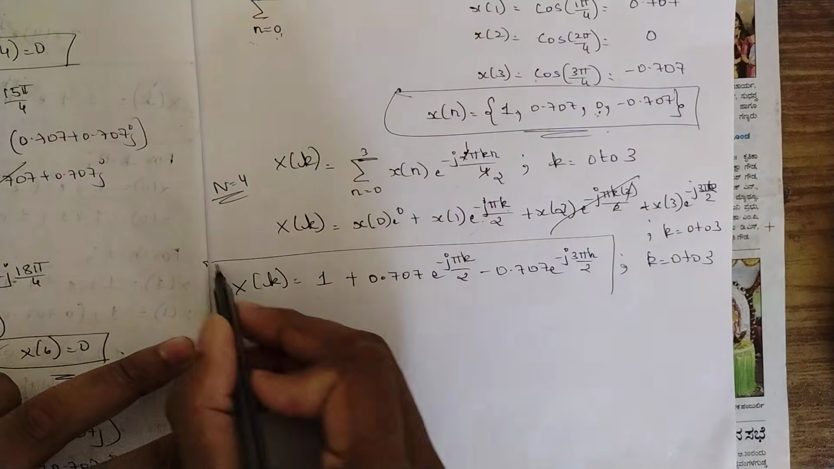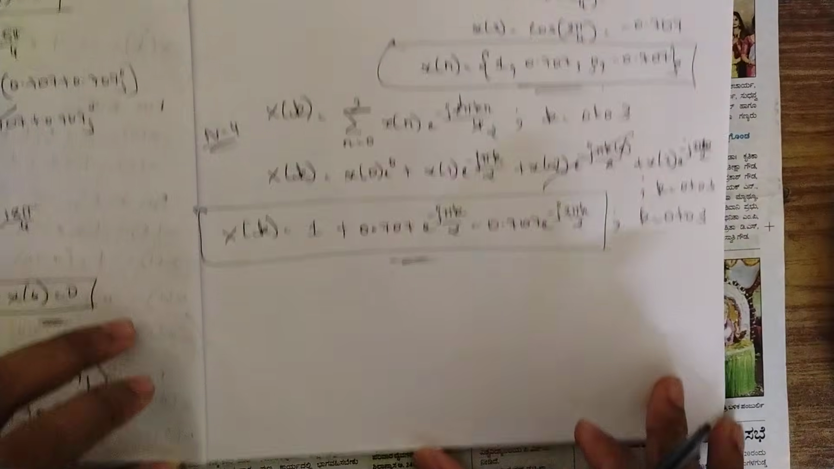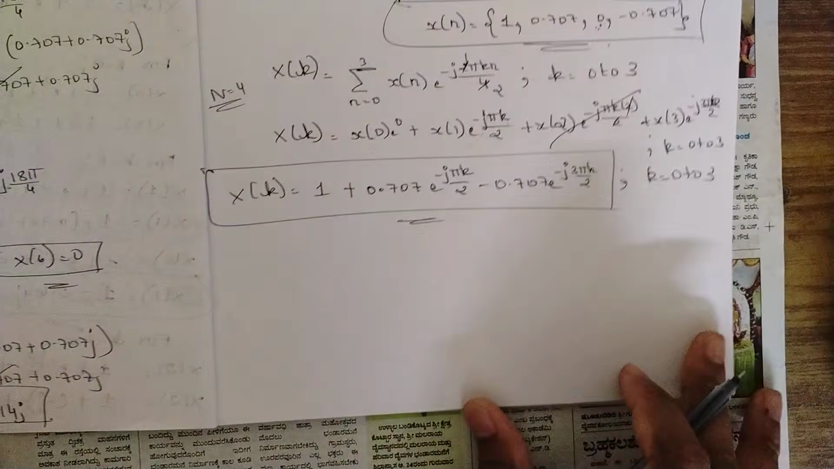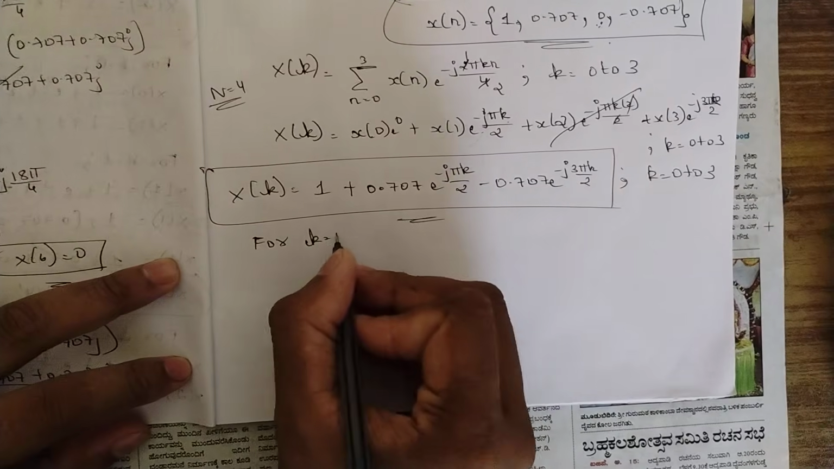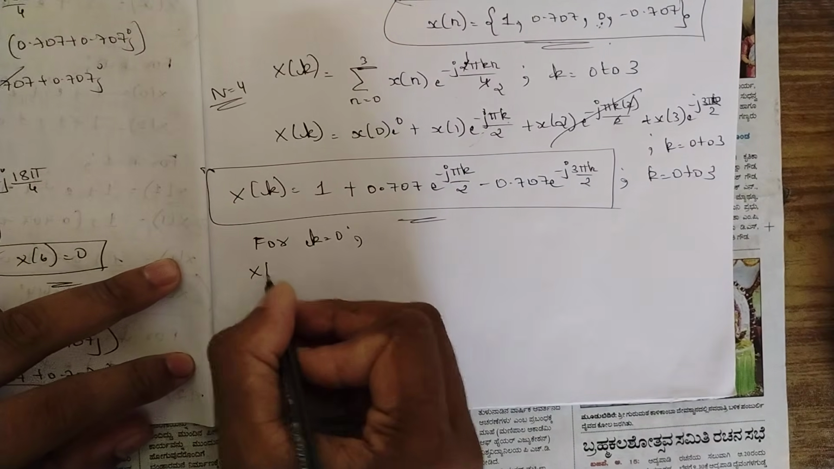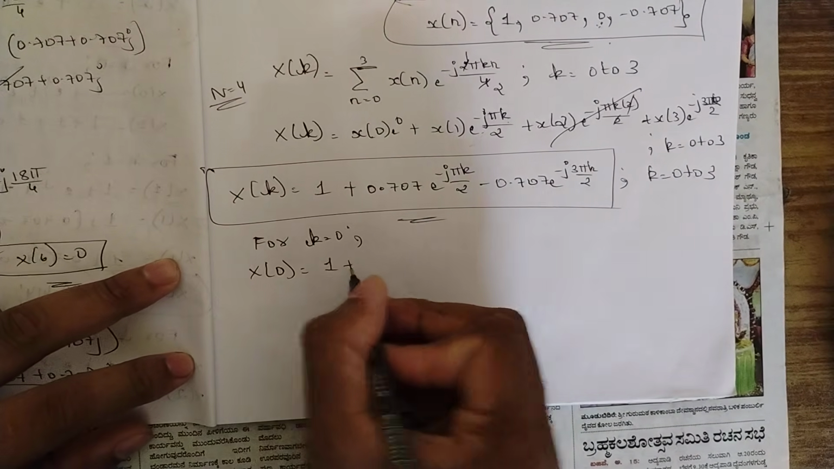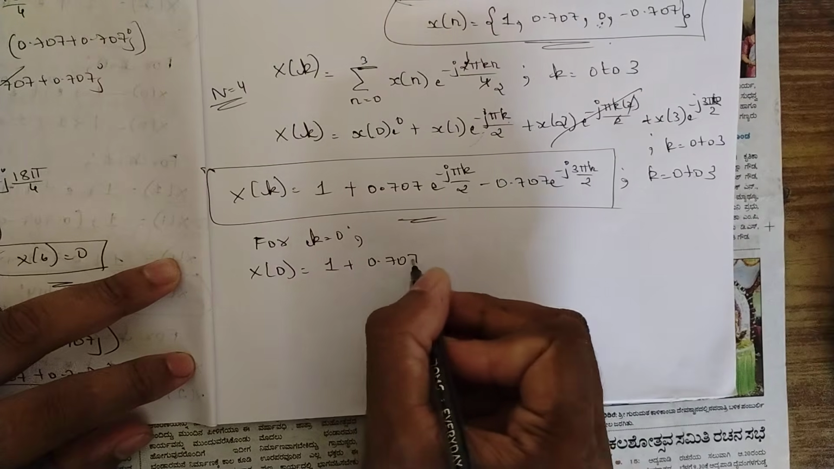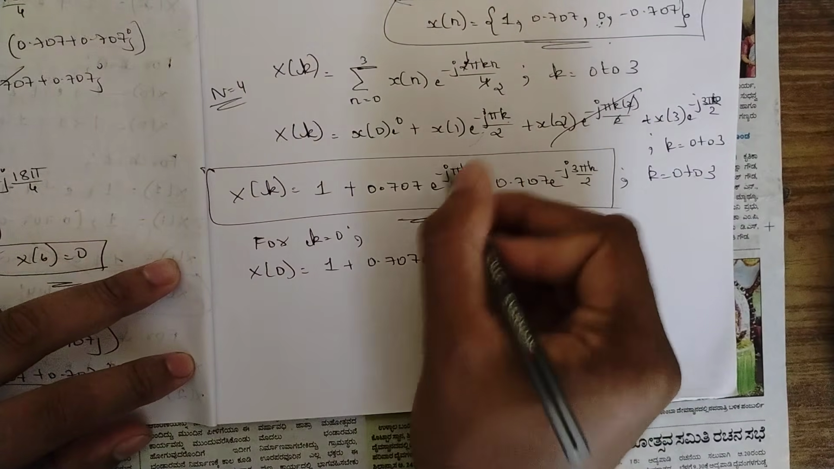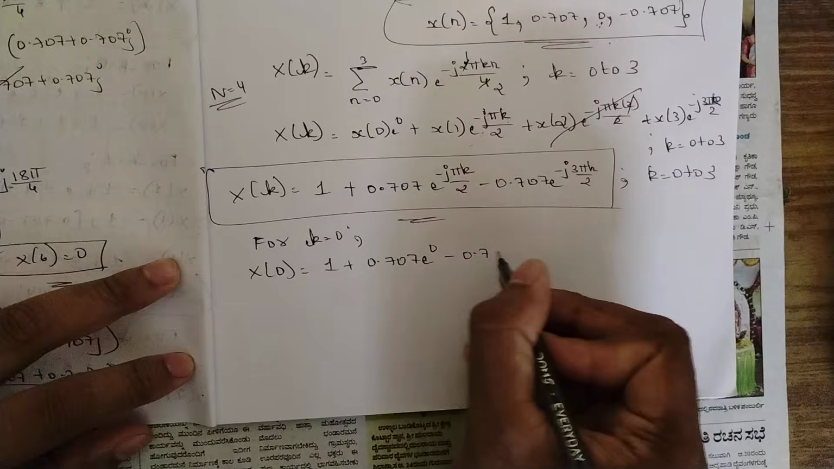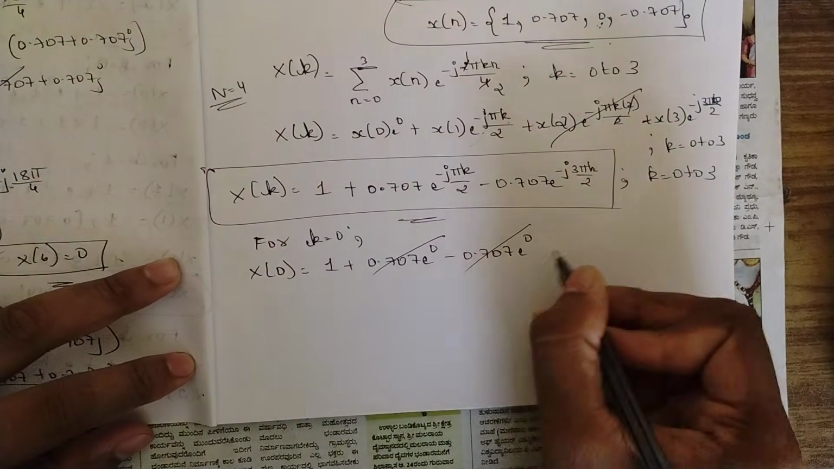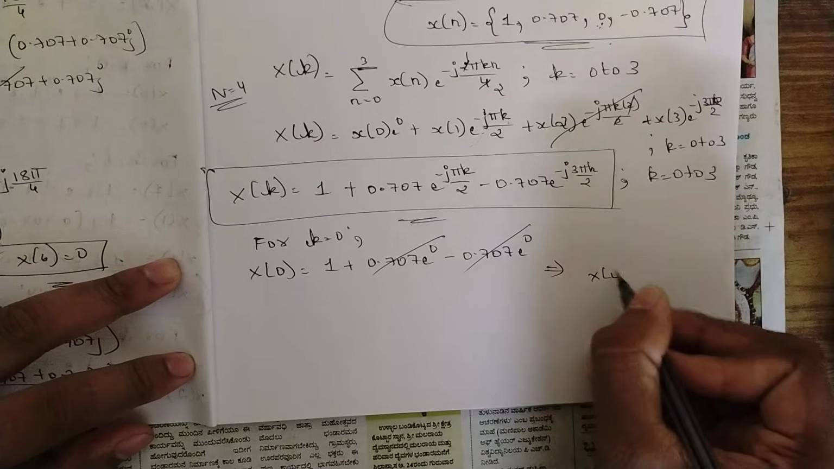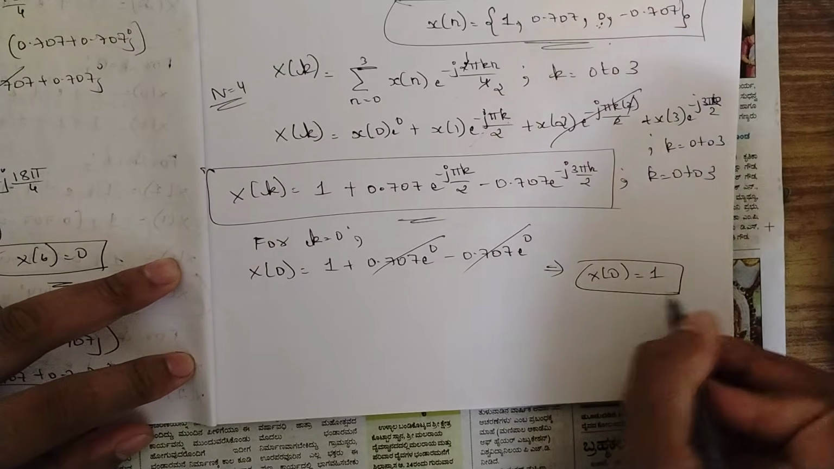So this is the equation which I have got here now. For this equation we should be splitting the value of k from 0 to 3. Okay, so quickly let's solve it. For k is equal to 0, x of 0 is equal to 1 plus 0.707 into e power k is 0, so this whole term would be 0, minus 0.707 e power 0. So we can directly cancel these two out.